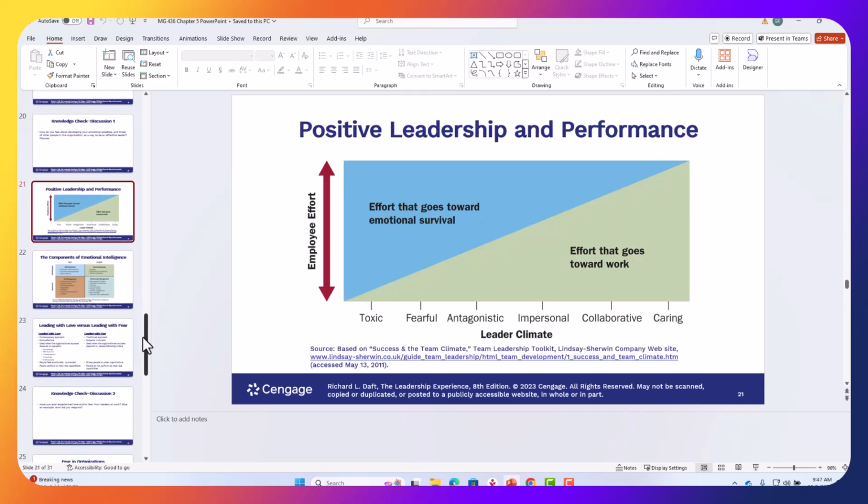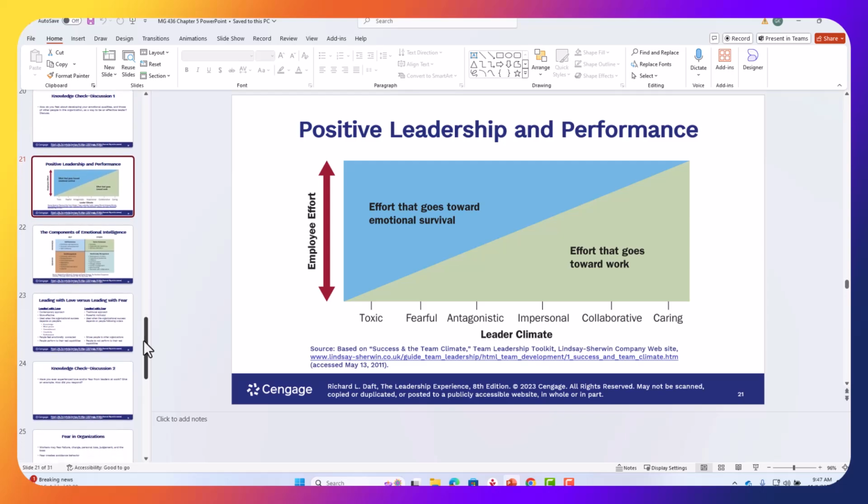So if we look here at positive leadership and performance, let's look from toxic all the way to caring. If you notice what happens when we look at the employee effort: as we look at toxic, we can see where the green is, where the employee effort is when it's toxic. That's the worst. We can see it goes up a little bit with fear, antagonistic, impersonal, collaborative, and we see caring's at the very top.